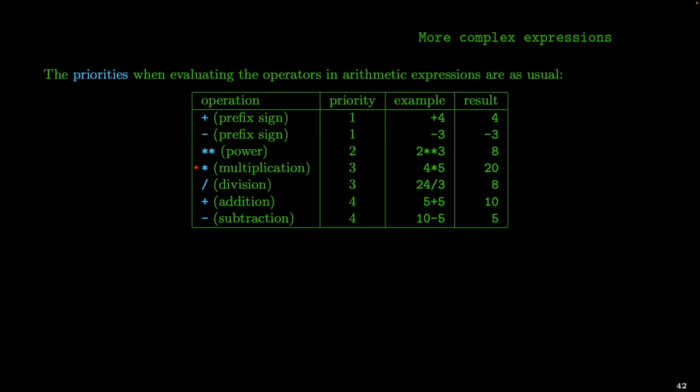Third highest priority is given to multiplication and division. And fourth highest priority is given to addition and subtraction. So it's basically what you know from school already.